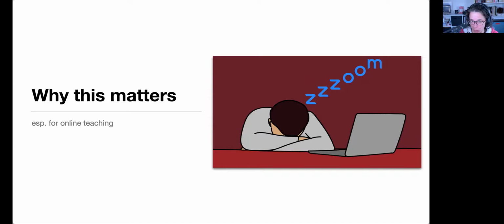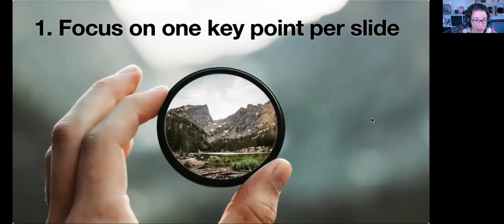All right, so the five things you can instantly do to improve your slides. Number one is to focus on one key point per slide. And I find this is one of the hardest things for people to do, especially those who have been using PowerPoint for years and years, where they kind of put you into this default mindset that you're going to have like five bullet points per slide.